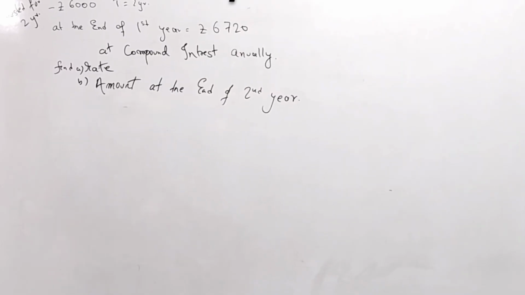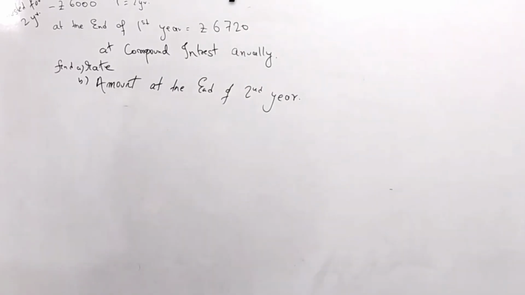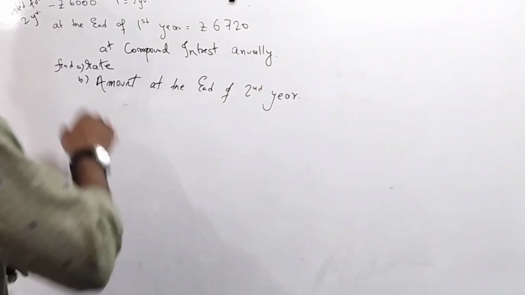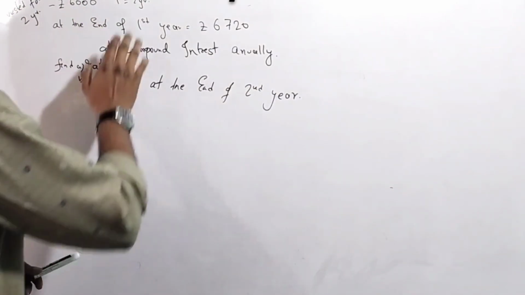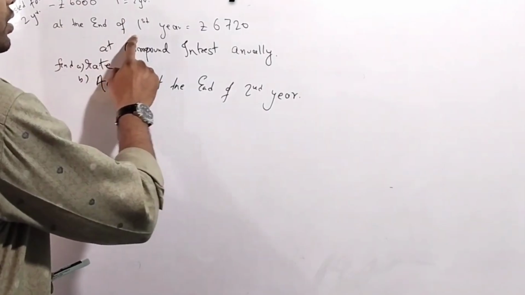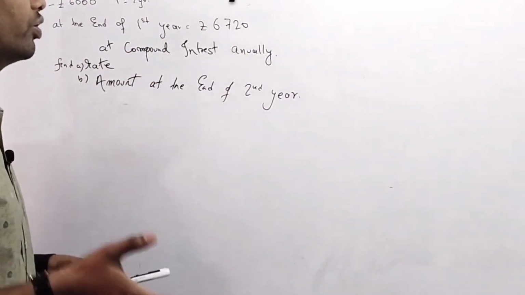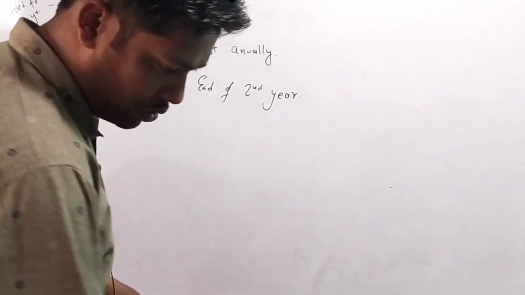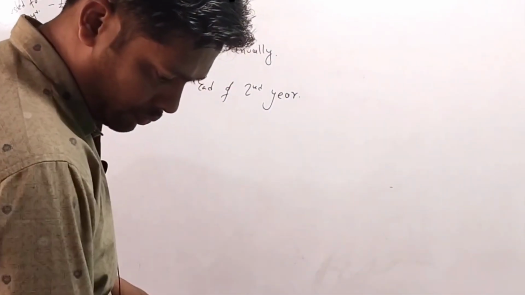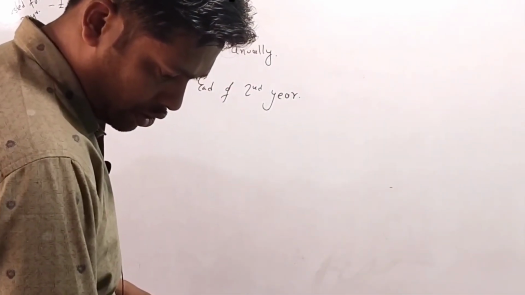Okay, so the question is, Neha invested 6,000 for 2 years. Okay, 2 years. At the end of first year, what we are going to get? Obviously the amount. Wait, am I missing something? At the end of first year, amounts.